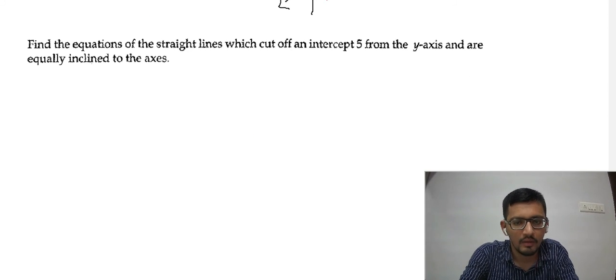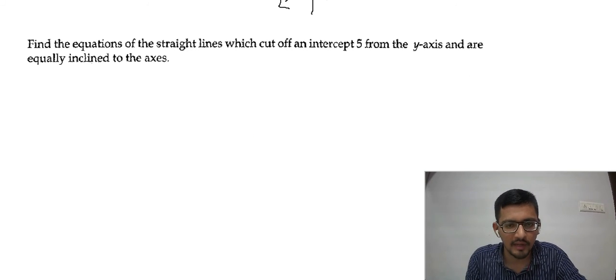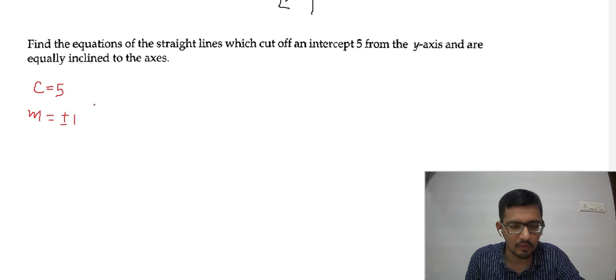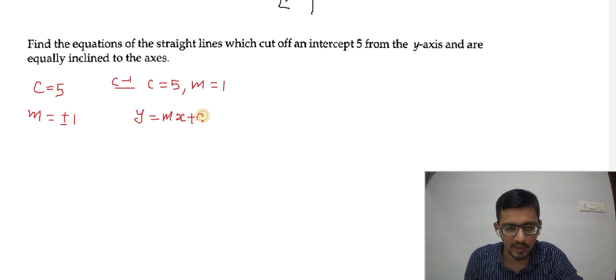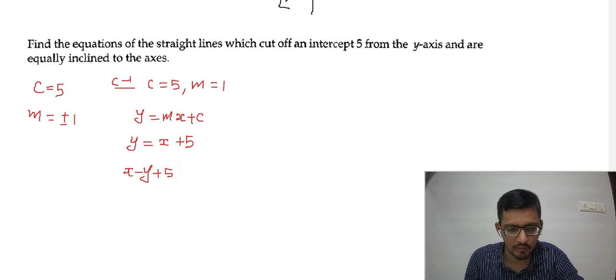Find the equation of the straight line which cuts off the intercept of 5 from the y-axis, that means c is 5, and slope you will take plus or minus 1, m equal to plus or minus 1. So case number 1, if I am taking y-intercept is 5 and slope is 1, the slope-intercept form is y equal to mx plus c, right? So m is 1 into x, and this is 5. This is one answer, x minus y plus 5 equal to 0. You can write it in the general equation form.